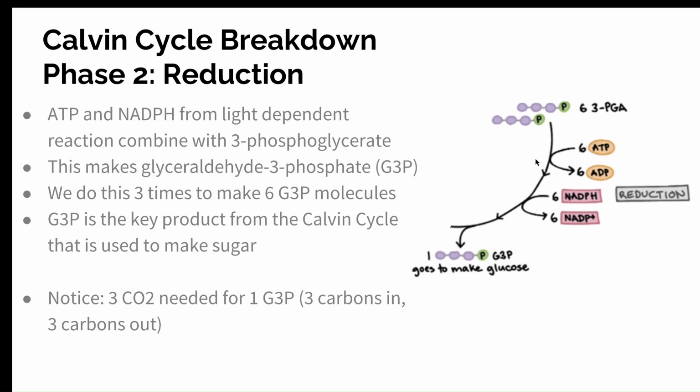The next step is to go through a process called reduction, and now we're going to take those 3-PGA molecules and do something to modify their shape a little bit, but we will still have a 3-carbon molecule at the end of this. So we're taking a 3-PGA, modifying it a couple of times, and then ending up with G3P. G3P stands for glyceraldehyde 3-phosphate. This is basically when we are combining 3-PGA with a phosphate group.